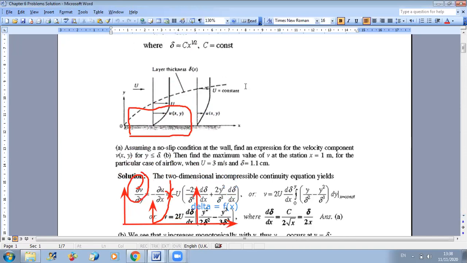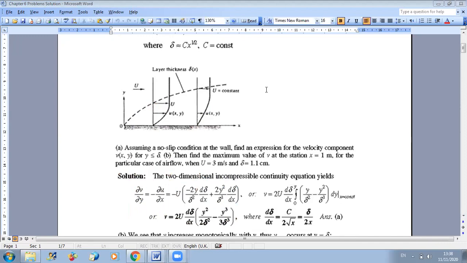they say, assuming a no-slip condition at the wall, find an expression for the velocity component v along y. So in general, the notation is always u, v, w. u is the component of the velocity field along x. v is the component along y.